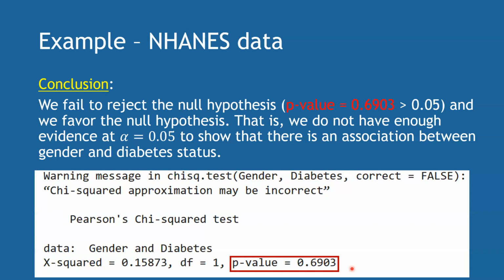Now, if in your project you get a p-value that's less than 0.05, then you would end up rejecting the null hypothesis, and you would conclude that there is enough evidence to show that there's a significant association between gender and your health outcome.